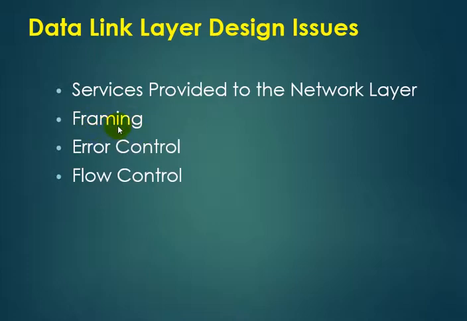Framing means breaking the stream of bits up into discrete frames, whereas error control is how the sender knows whether all the packets are correctly received or not. Error control checks whether the data packets sent by the sender are received correctly or not. And flow control is how to prevent a sender from overloading the receiver with messages. So these are the design issues in the data link layer.